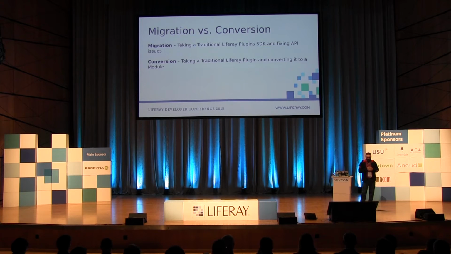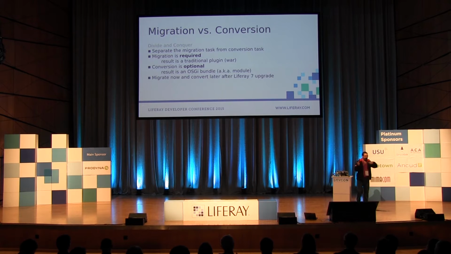So we're going to talk specifically about the code conversion. The migration is taking a legacy plugin and just making it work as it were. And then conversion is converting it to an OSGi bundle. But we want you to divide these two things one from the other. I wouldn't imagine it would be necessarily a good idea to take something that doesn't compile yet in a legacy form of a plugin and try to shoehorn that into OSGi.